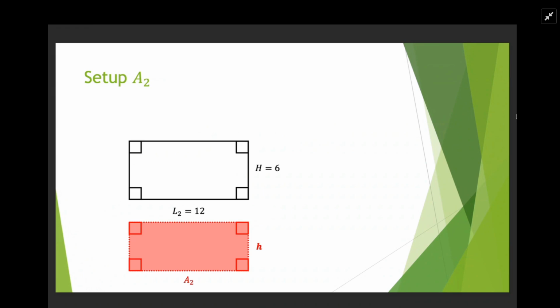On to area 2. Our water area, A2, has a height of h, and it also has the same length as the pool rectangle, a length of 12 feet. So A2 is equal to length times height, which is 12h. Simple.